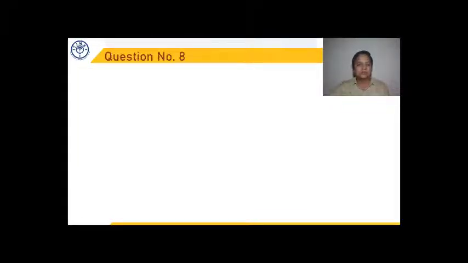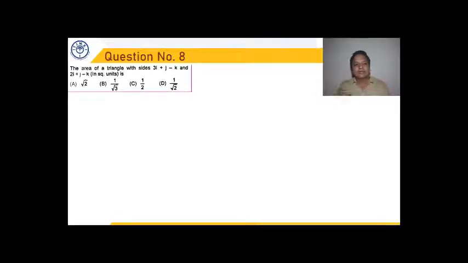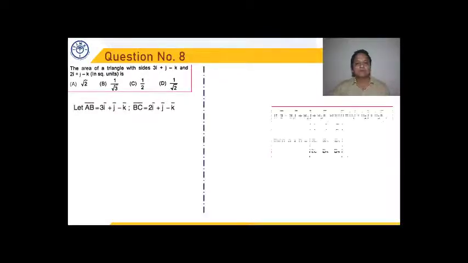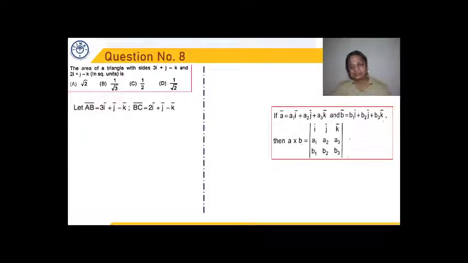Let's do certain questions. Question number 8 of the handout. It says the area of a triangle with sides 3i plus j minus k and 2i plus j minus k. Sides of a triangle are given and the question is asking for the area of the triangle. AB is 3i plus j minus k. BC is 2i plus j minus k. So we know the formula for how we calculate the cross product.